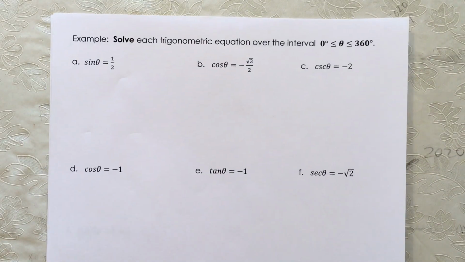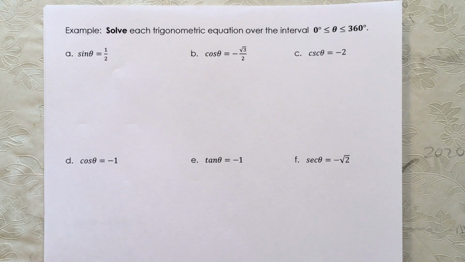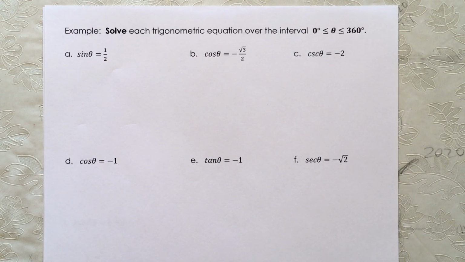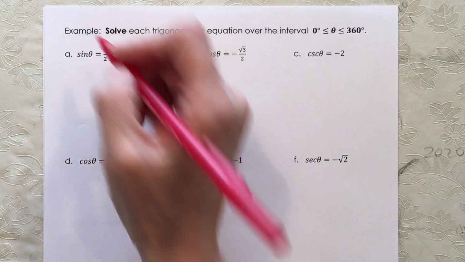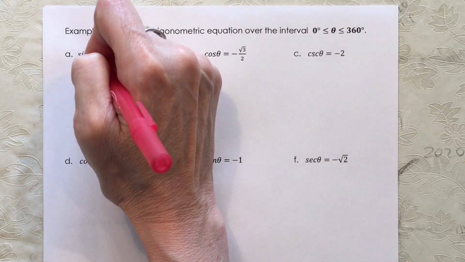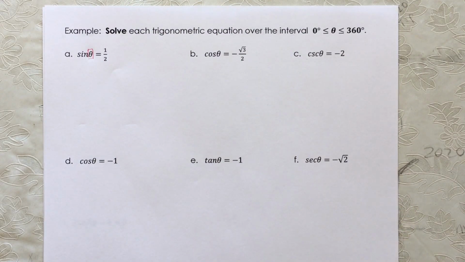So, solve each trig equation over the interval 0 to 360. So here is a trig equation. Sine of theta is equal to 1/2. In any equation, we want to figure out what it is that we're trying to solve for. So what's the variable or the unknown? In our case, the variable is theta. So we want to solve for theta.